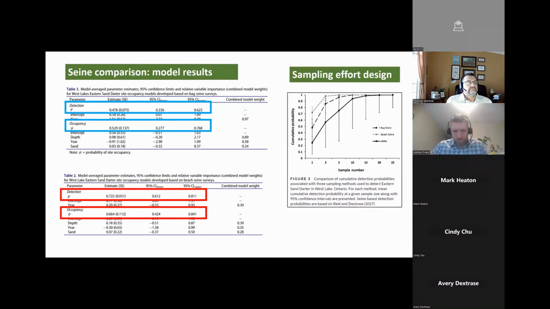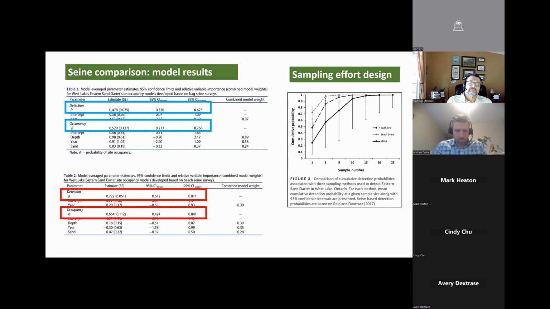So now I'm just going to get into the stuff that Al really shone on, and that was using these occupancy models to provide useful results. And so what I've presented here on the left are two tables which give estimates of detection probability and occupancy from the two different gear types in the same habitats.